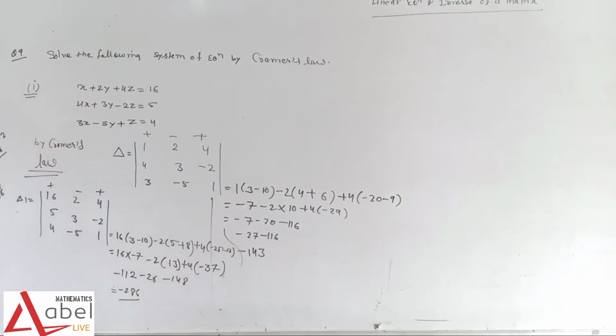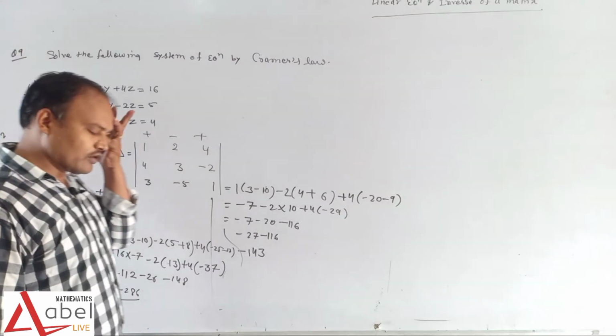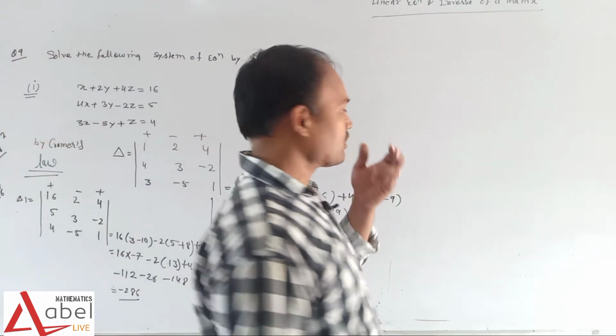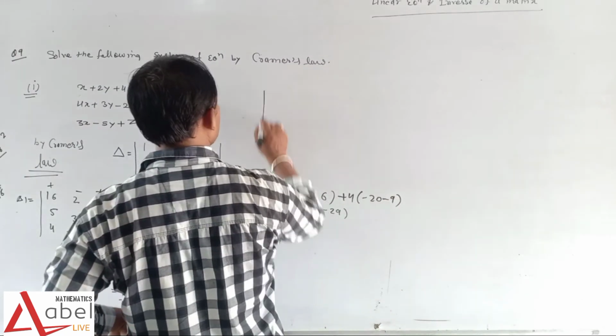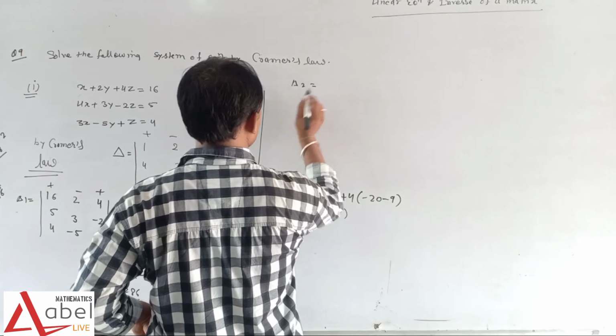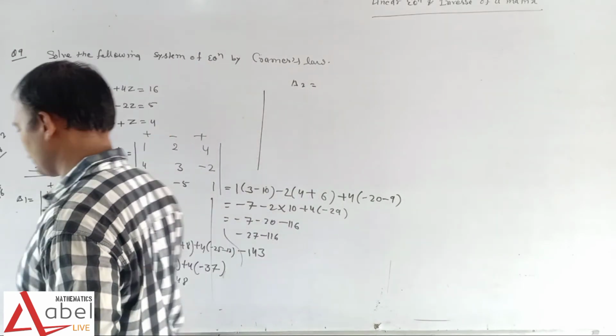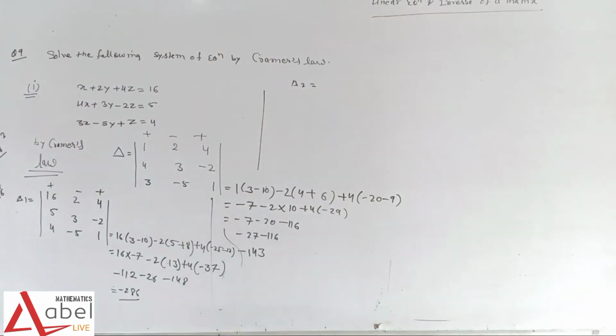So students, the second part of this is minus 286. It is the value of delta 1. Now we have to find the value of delta 2. So it is delta 1, now delta 2. How can you find it? Let's see, you have to think about it. So how can we find the value of delta 2?